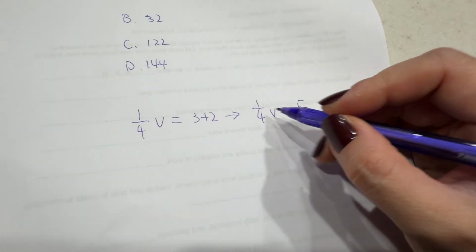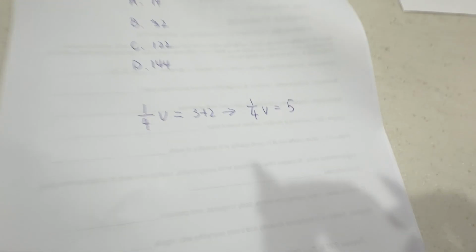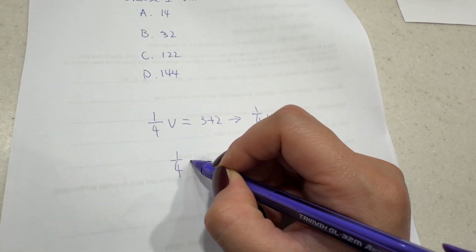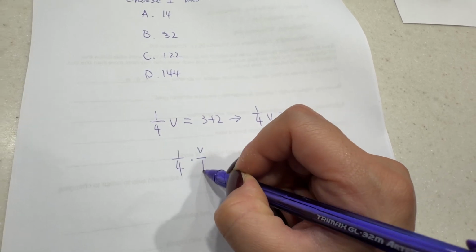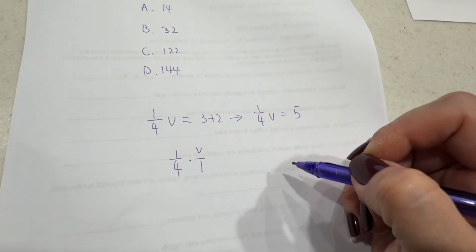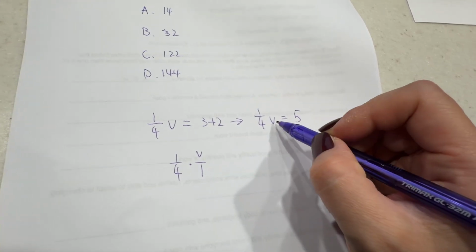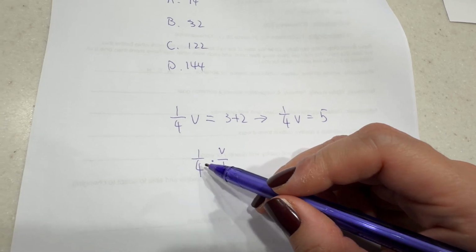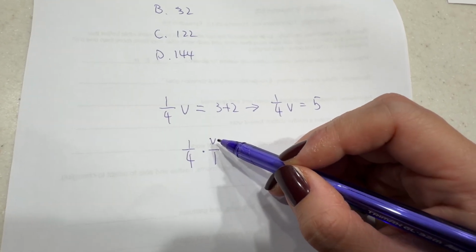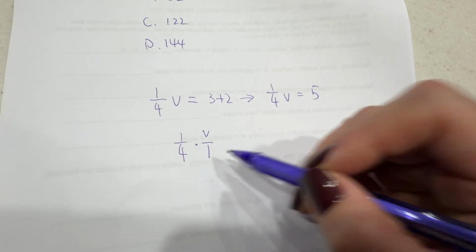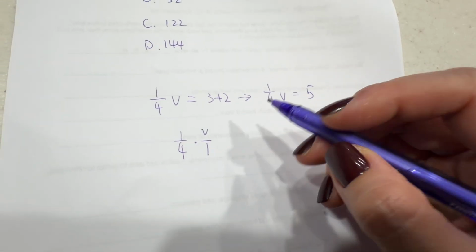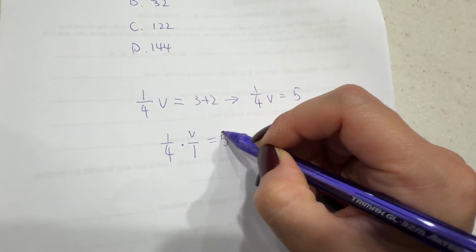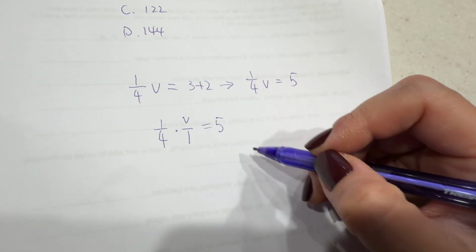We need to remember that 1/4 times v means 1/4 times v over 1, because v is our variable. If we want to change this into a fraction, v is going to be our numerator over 1 as our denominator. The 1 is given because we're going to view v as a whole number. We copy the right side of the equation, equals 5.